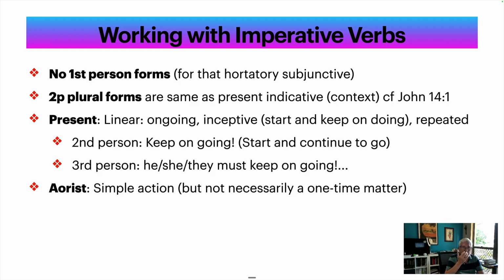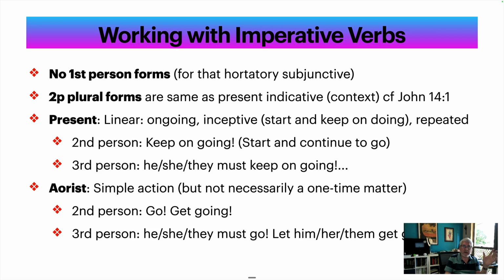If it's the aorist form of the imperative, then it's simply an undefined action. It doesn't mean it is a one-time thing, but the action is not being defined. We're just getting the simple form of the action. Second person aorist is go, on your way, get going. And the third person would be they must go, let them go. They need to get moving. But not necessarily implying that it's repetitive, but also not implying that it's a one-time only action.